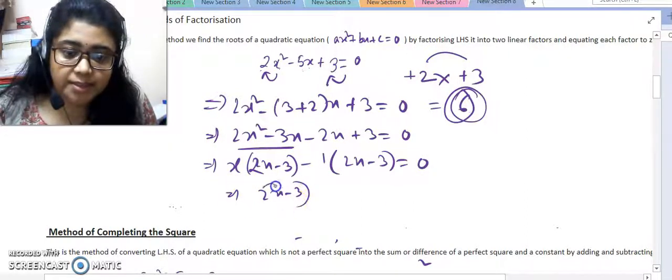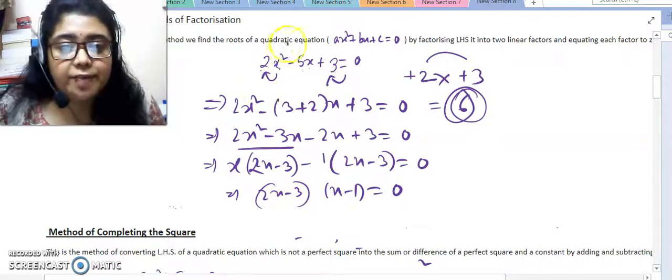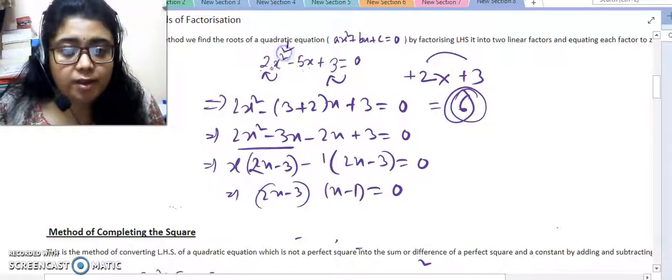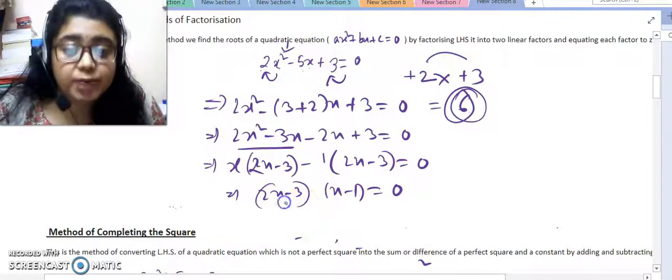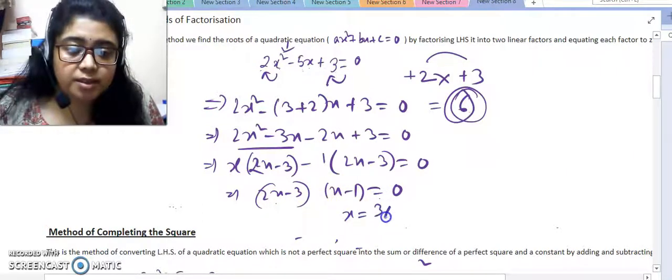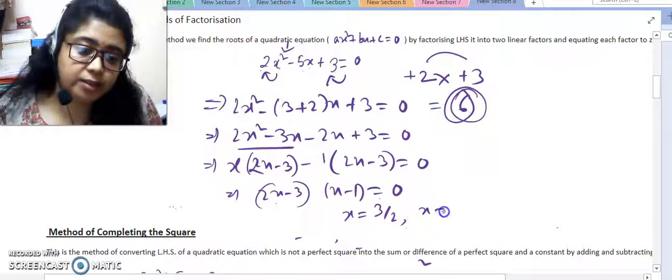So (2x - 3)(x - 1) is equal to 0. So now if you have the power of x as 2, the solution should be 2. So now (2x - 3) and (x - 1), the roots should be two: x is equal to 3 by 2 and another is x is equal to 1.